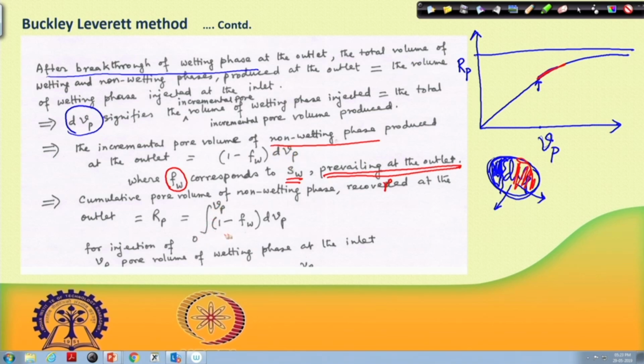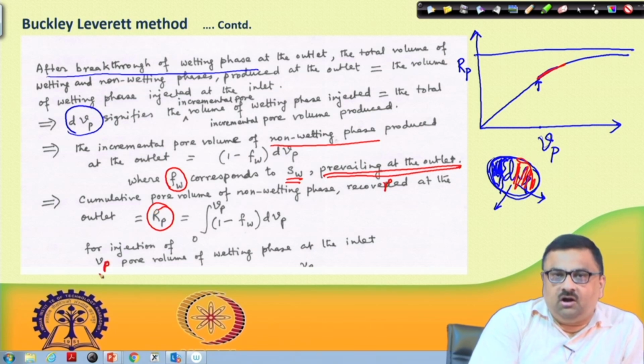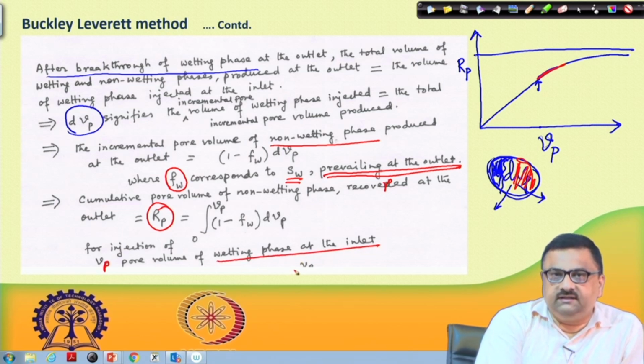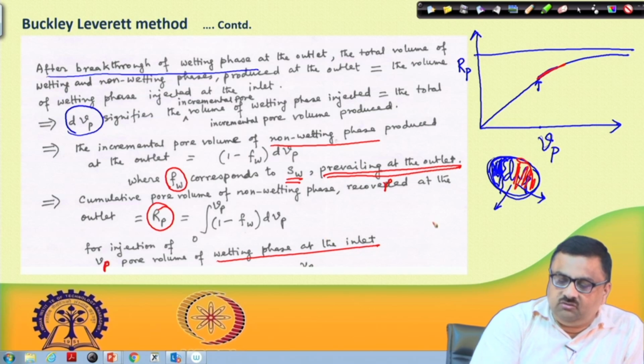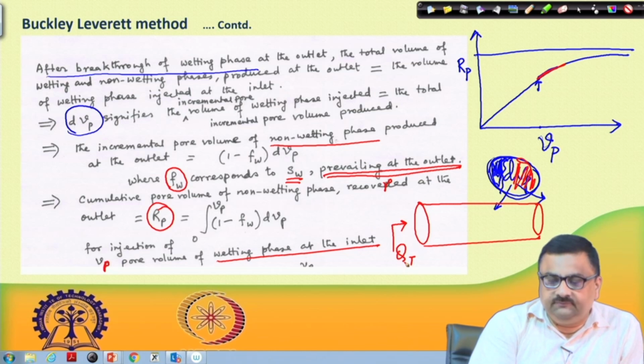So, integral 0 to Vp of 1 minus Fw dVp is the cumulative pore volume of oil produced for injection of Vp pore volume of wetting phase at the inlet. What this whole thing says is, this is the porous medium, we are injecting Qt, which is only water, and then we are producing.